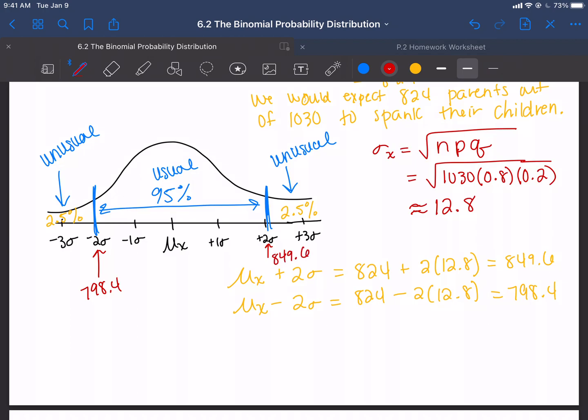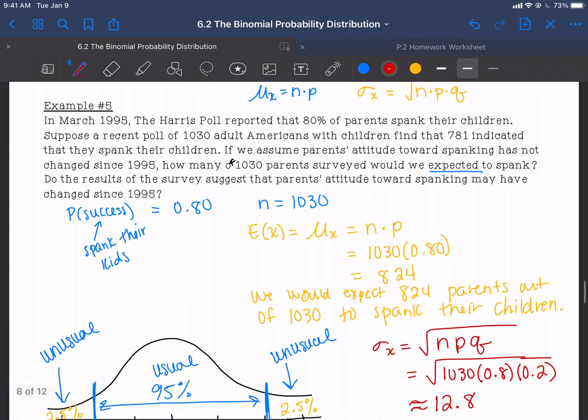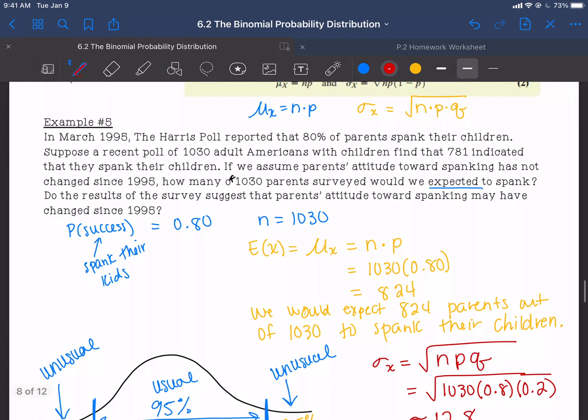So we want to know, is the expected value 824? No, sorry, not 824. What number are we interested in? The results of the survey suggest that parents' attitude towards spanking may have changed. We're looking at the 781, right here. There we go. So in the recent poll, it said that 781 indicated that they spanked their children.